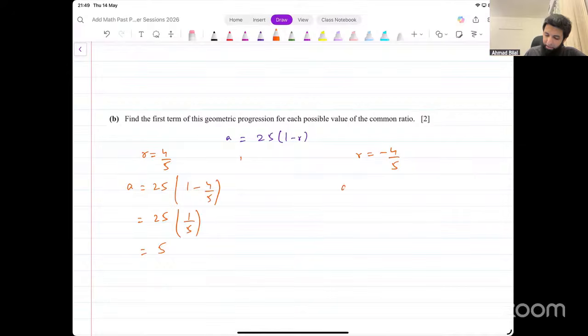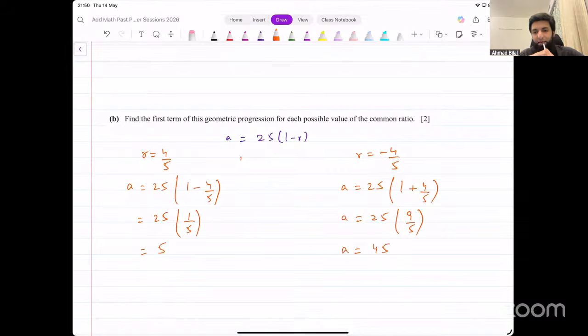Now, in the other case, we get A equals 25 into 1 minus negative 4 over 5. What does that become? 1 plus 4 over 5. And now 1 plus 4 over 5, that is going to become 9 over 5. And that leaves us with 9 times 5, which is 45. That's the other possible value of A that we're getting. Okay. Makes sense, right? Any issues with this?